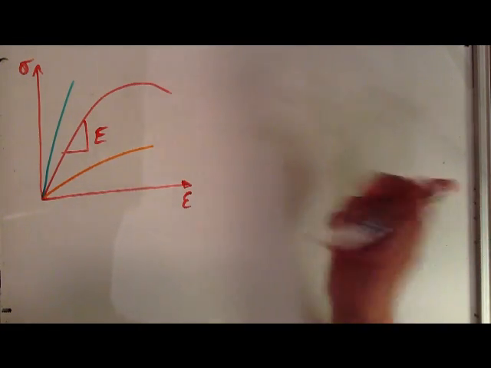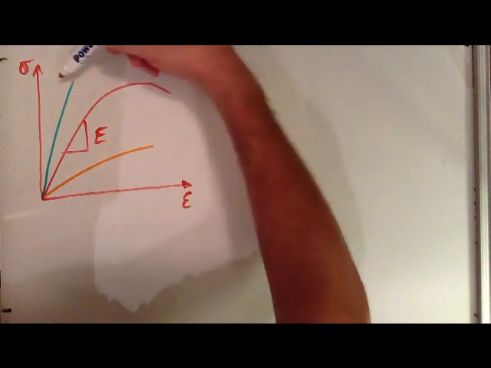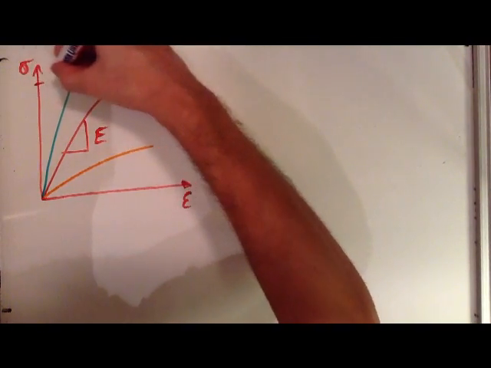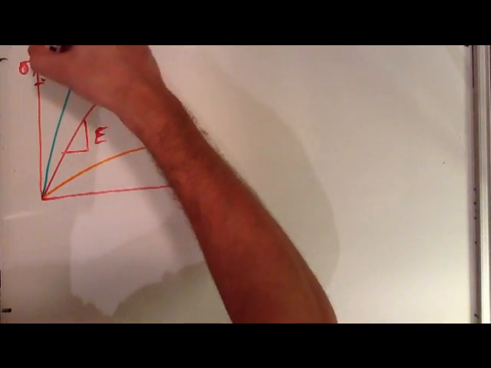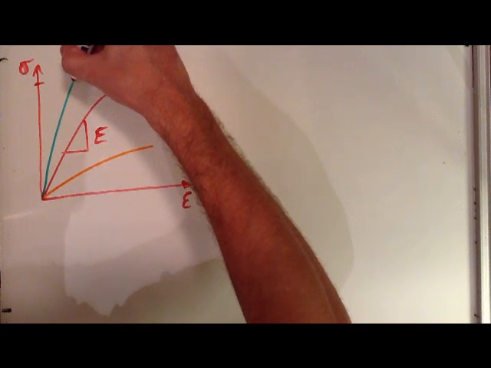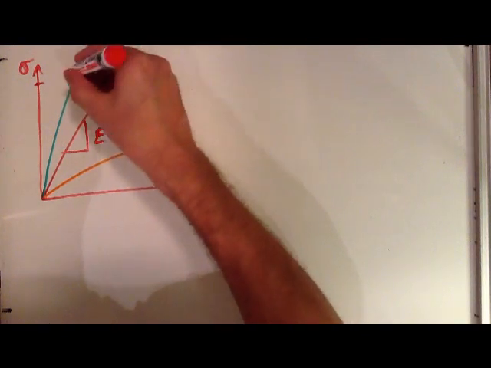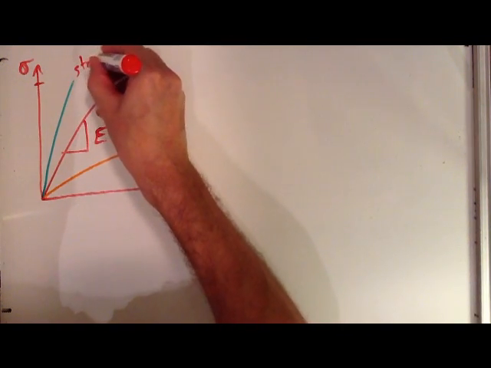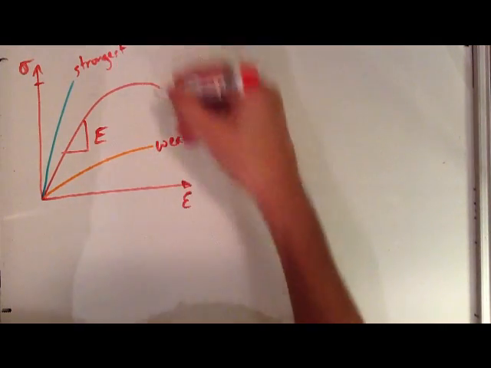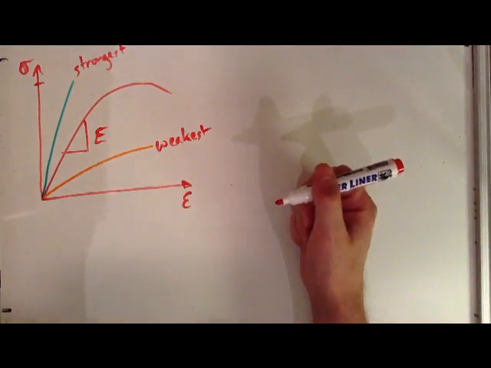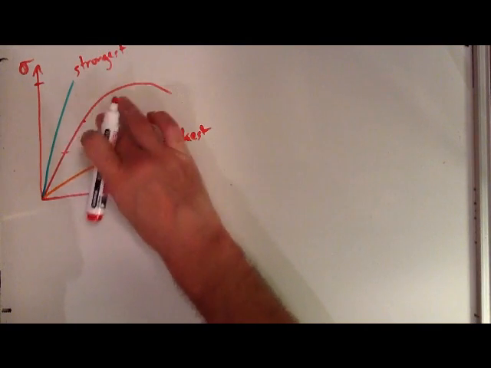Well, I can say that the green line, first of all, is the strongest. This material is the strongest because it has the highest ultimate tensile stress, if this is in tension. If this is compressive, then it has the highest compressive stress. But basically, the reason we know it's the strongest is because it goes the highest. This one down here is the weakest because it doesn't go as high, and the red one is somewhere in between. Let's get rid of that for a moment. What else can I tell?